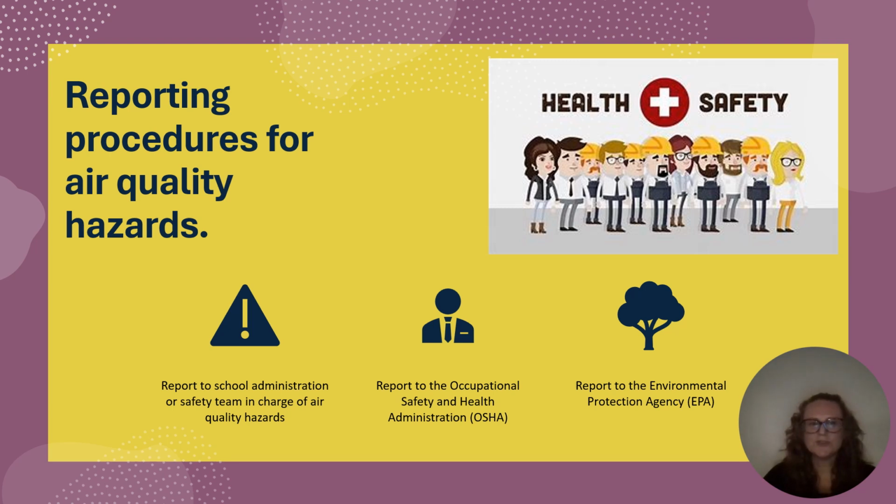Reporting procedures for air quality hazards. So we always want to report any air quality hazards to your chain of command, of course. Report to school administration or the safety team in charge of the air quality hazards. We want to report to the Occupational Safety and Health Administration, which is OSHA, and also report to the Environmental Protection Agency, EPA.